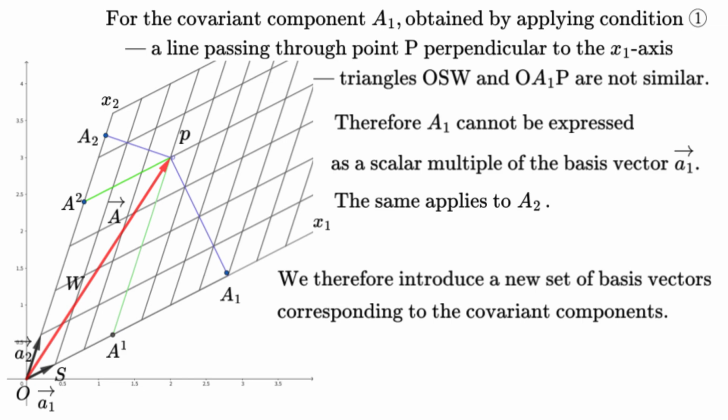for the covariant component A_1, obtained by applying the condition, a line passing through point P perpendicular to the x1 axis, triangles OSW and OA1P are not similar.